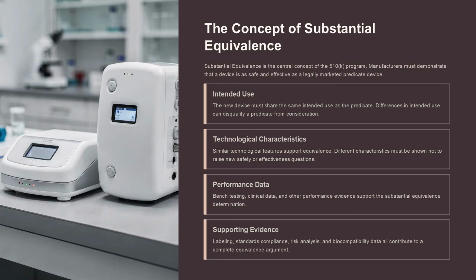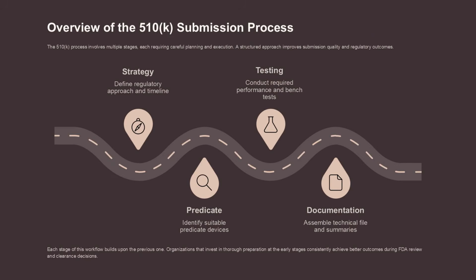Substantial equivalence is central to the 510(k) program. Manufacturers must show that a new device is as safe and effective as a predicate device, considering intended use, technological characteristics, and performance data. The 510(k) process involves strategy, predicate identification, testing, and documentation. A structured approach improves submission quality and regulatory outcomes.